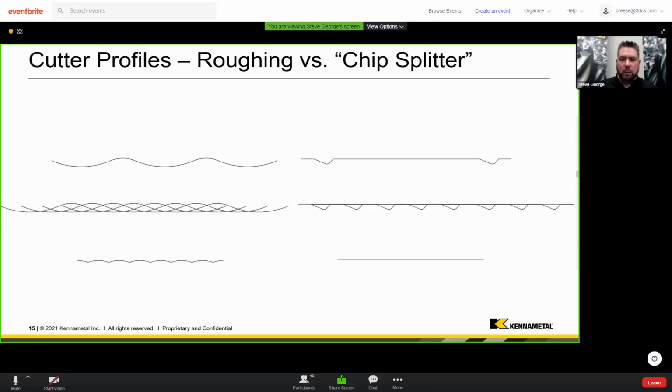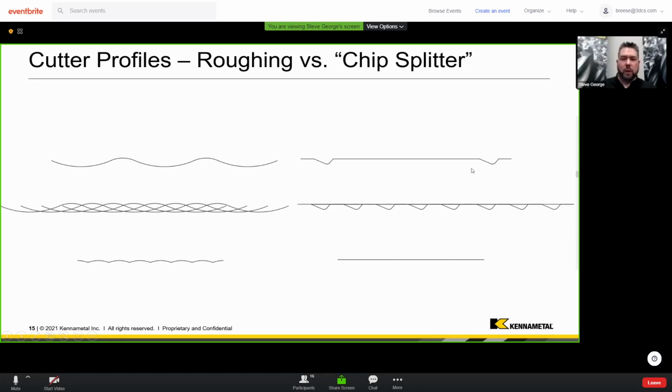So let's talk just real quickly about roughing tools versus chip splitter tools. I'll show you a couple of tools and we'll do some questions. On the left here is traditional roughing profiles, be this on an indexable tool or a solid tool. But you can see when you overlap those patterns, different flutes will move it axially up and down, but you always end up with a surface that isn't perfectly smooth.